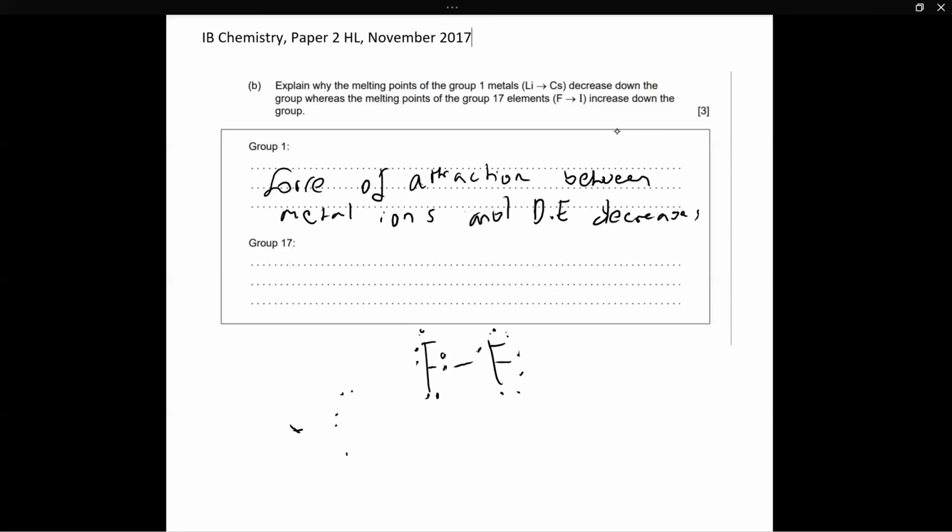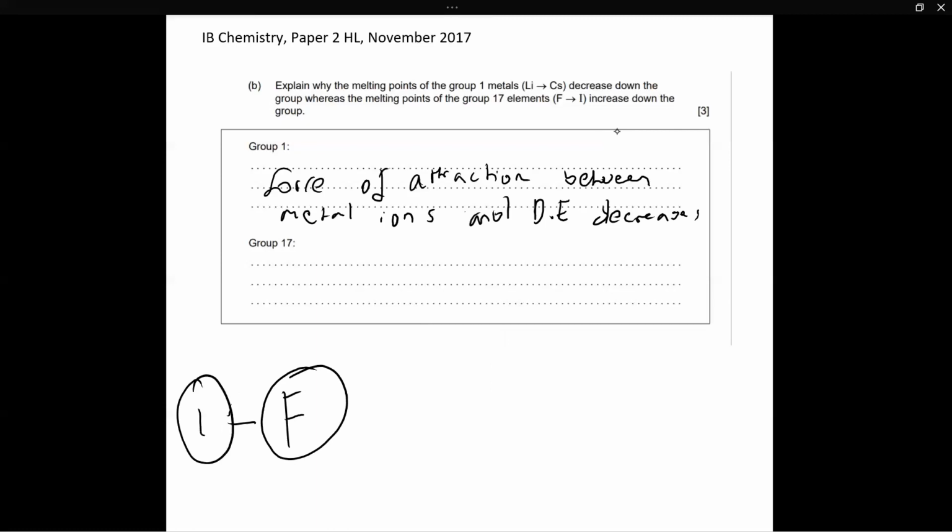So in this case, let me just draw that better. Actually, this is a bit confusing. At one particular point, fluorine is bonded to another fluorine. And this fluorine, it's an atom. The electrons in this fluorine, at one random moment, all happen to gather upon this side.